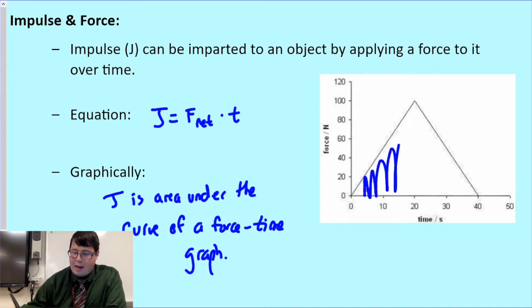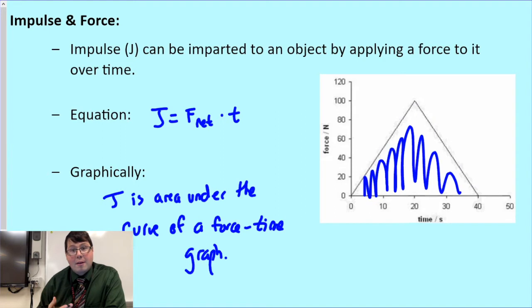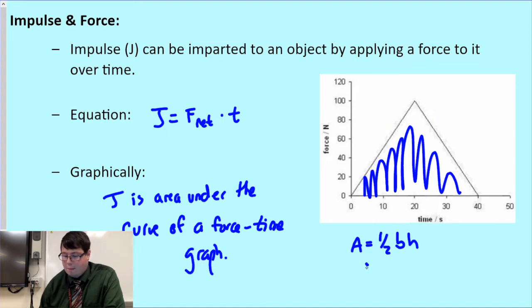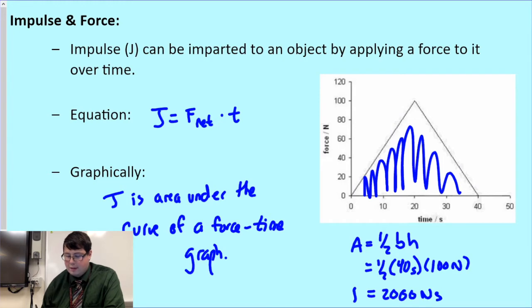So if I go ahead and shade in that area, the shape that it makes is a triangle. Well, to find the area of a triangle, it's just 1/2 base times height. Plugging in our numbers, 1/2, my base here looks to be about 40 seconds. My height looks to go up to 100 newtons. So in this particular case, 1/2 base times height, I end up getting about 2,000 Newton seconds as my area, which is also the same as my change of momentum or impulse.